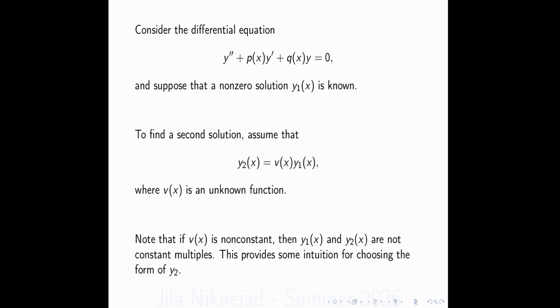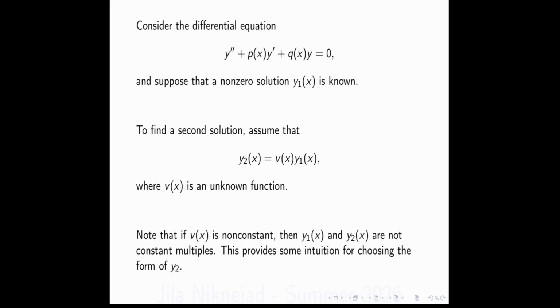Note that if v(x) is non-constant, then y1(x) and y2(x) are not constant multiples, right? Because this is non-constant. This provides some intuition for choosing the form of y2(x). And that intuition is just the fact that y2 and y1 are going to be linearly independent, and therefore there are two fundamental solutions for this equation. Again, this is the format we're assuming for the unknown y2, knowing y1 and not knowing v.